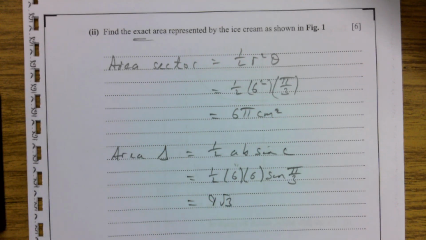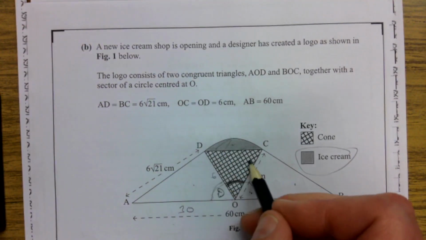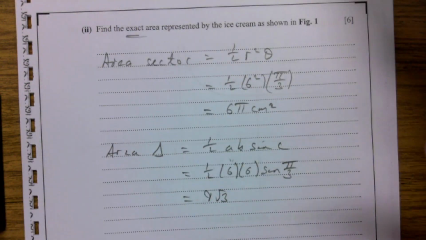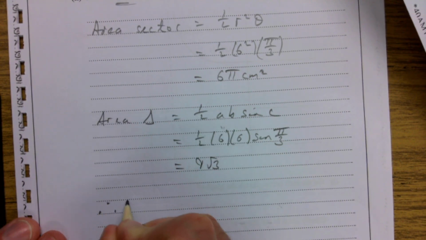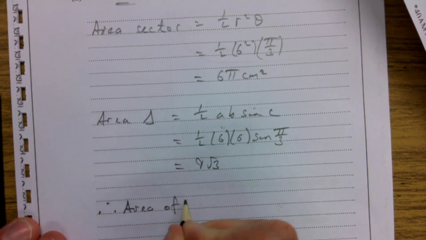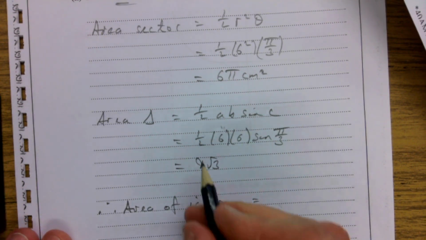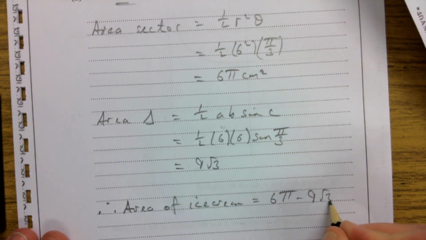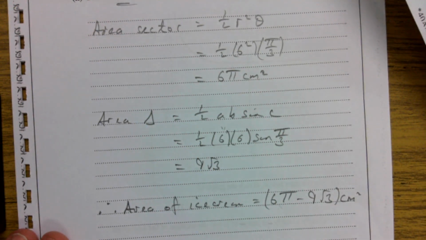I hope you see what we've worked out here. So 6 pi is everything. The area of the triangle is the cross-hatch bit, and if we take those away, then we're going to get our ice cream. And they've asked for an exact, remember. So therefore, area of ice cream is going to be 6 pi take away 9 root 3, and that then is centimetres squared.